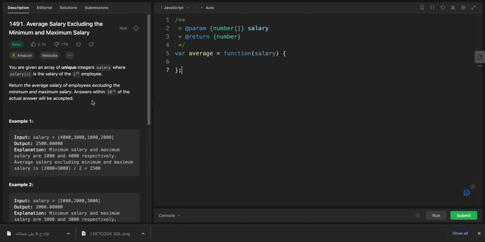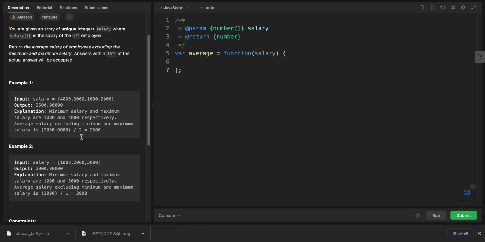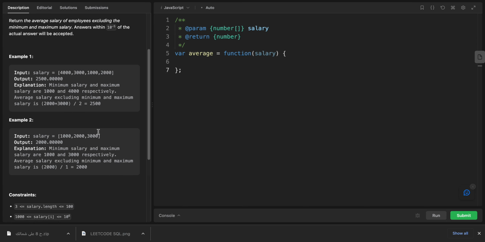Okay, so we have this example. We have 4,000, 3,000, 1,000, 2,000, and the maximum salary is 4,000, and the minimum is 1,000. So we just exclude them, and we try to get the average salary: 3,000 plus 2,000, divided by the length of them. So it will be 5,000 divided by 2, so we get 2,500.